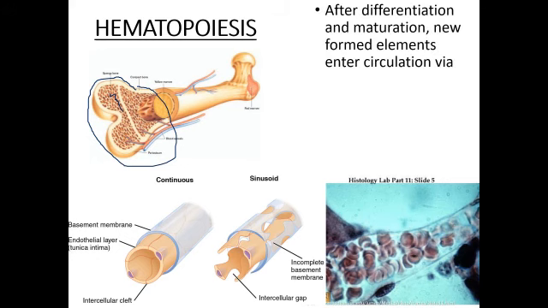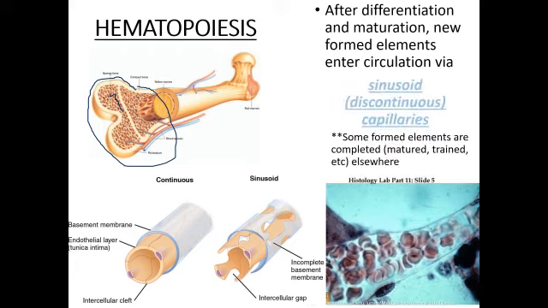After differentiation into an erythrocyte, into a monocyte, whatever the cells are going to grow up to be, after that, these cells, of course, have to end up in the blood somehow. And so they're going to enter the blood through these really special types of blood vessels. These blood vessels are called sinusoid or discontinuous capillaries. And actually, we'll talk more about the different types of blood vessels in our next lesson.